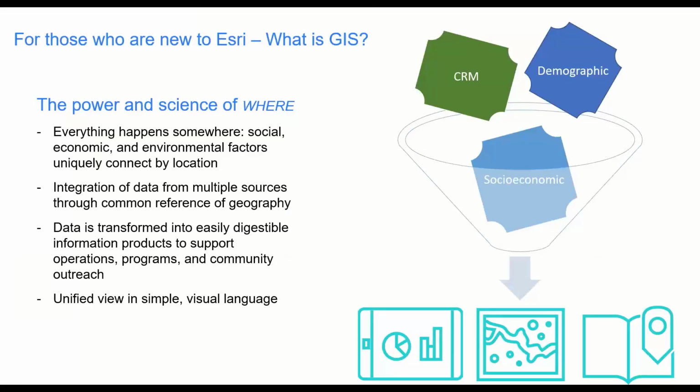Before we get started, for those that are new to Esri, I'd like to first cover what is GIS. At Esri, we like to talk about the power and science of where. Everything happens somewhere. Social, economic, and environmental factors uniquely connect by location. With GIS, you can integrate data from multiple sources through the common reference of geography. Data transformed into easily digestible information products to support operations, programs, and community outreach. This all provides a unified view of your data in a simple visual language that everyone can understand.